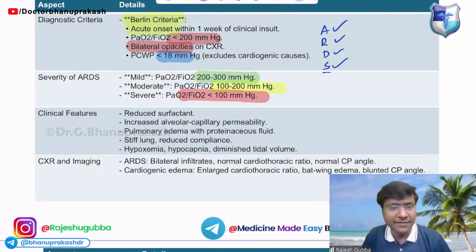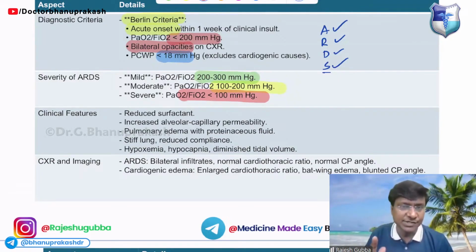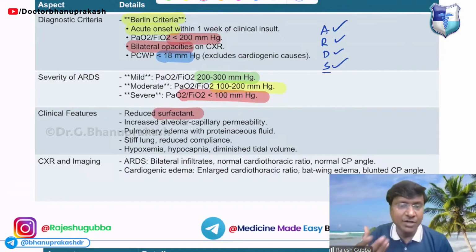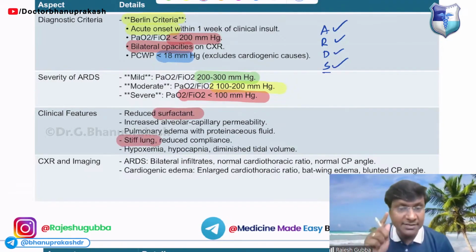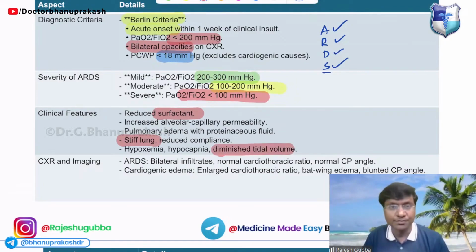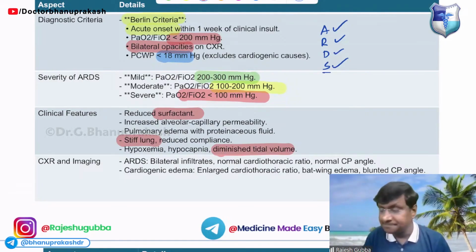Now, what are the clinical features that you will have in these patients? They will have respiratory distress. Because of reduced surfactant, there will be alveolar collapse in these patients. And because of the fibrous tissue formation, the lung becomes stiff, where there will be reduced compliance. And these patients will have diminished tidal volume. So whenever you do a chest X-ray, what will you notice? You will have diffuse bilateral pulmonary edema.